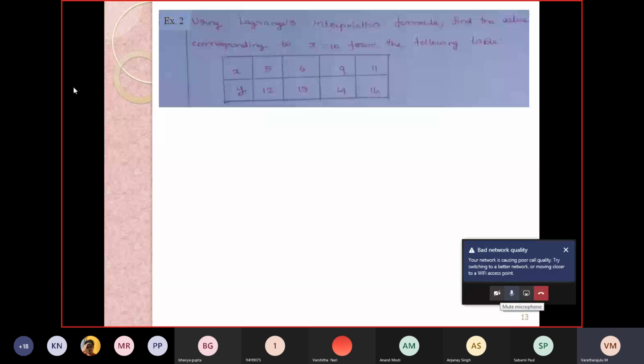And the exercise number 2. Make a note that using Lagrange's interpolation formula, find the value corresponding to x is equal to 10 from the following table: x and y are 5, 12; 6, 13; 9, 14; and 11, 16. We need to find the value of y of 10. When x is equal to 10, we need to find the value of y.